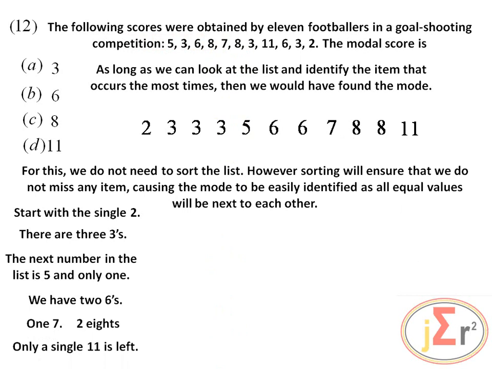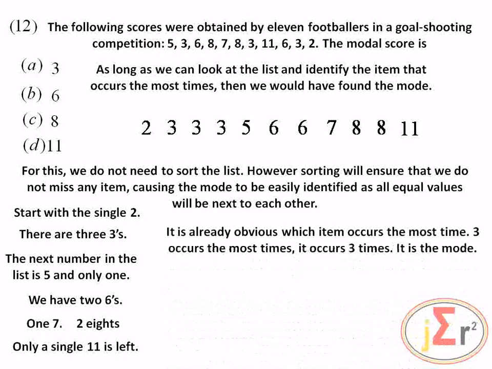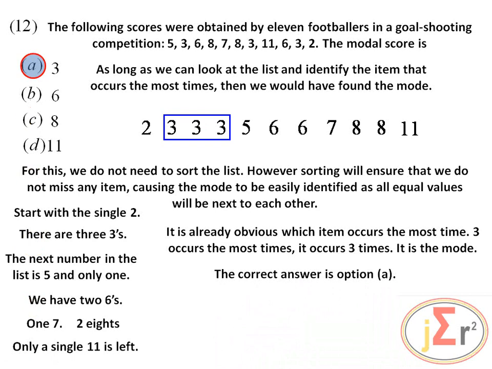It goes right there. And we can see better that the mode is 3. It is already obvious which item occurs the most times. 3 occurs the most times. It occurs 3 times. It is the mode. So there we have the highlighted 3 times the 3 will occur, and that is the mode. The correct answer is option A. How can we miss that?